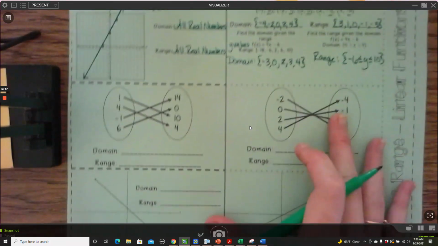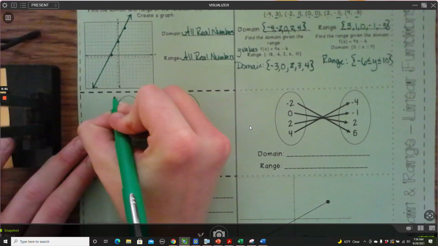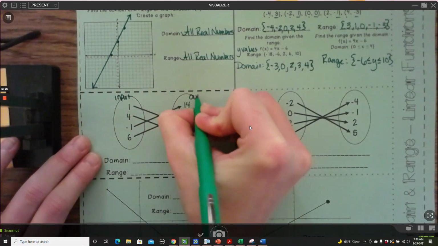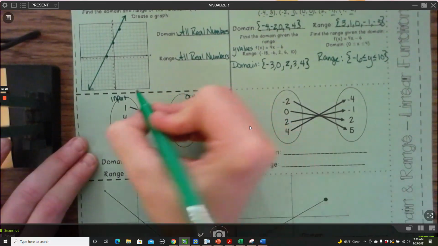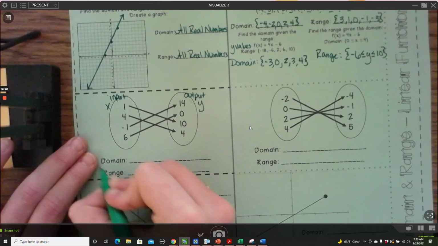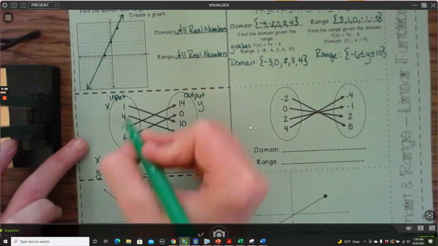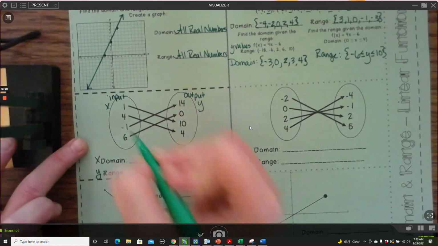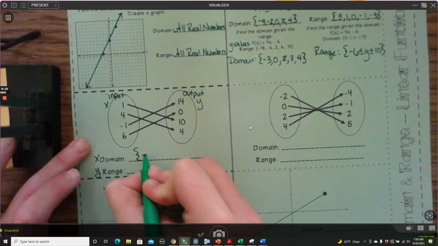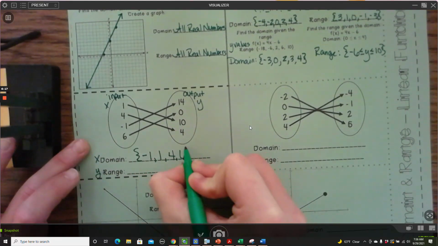All right, so mappings. Mappings, we do the same way that we do the ordered pairs. So your input in a mapping is usually on the left, and sometimes they label it for you, but your input is your x and your output is your y. So again, domain are your x values, range is your y values. So my domain are going to be those 4 numbers. And I'm going to write them in numerical order. So the smallest one is -1, 1, 4, and 6.